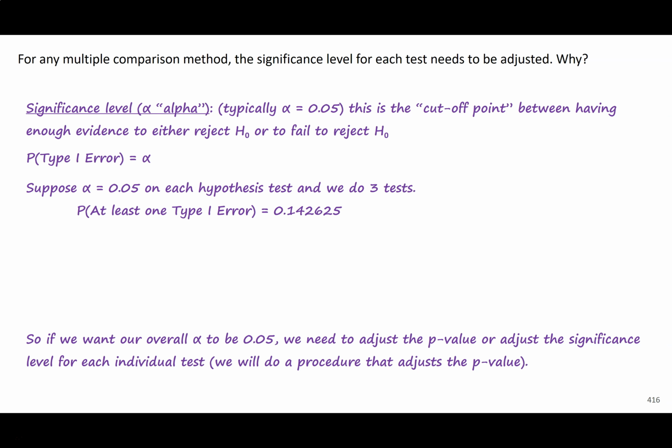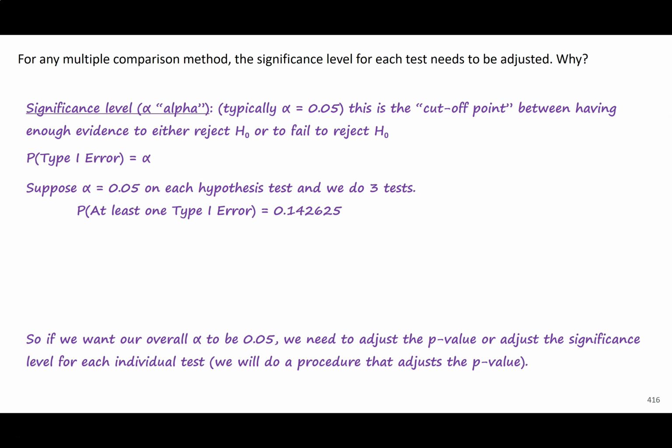So I'm going to talk about multiple comparison, and we need to adjust the significance level and/or adjust the p-value. It depends on which method you use. I believe we're using Tukey's honestly significant difference. I think that's what it stands for. And it adjusts the p-value for us. Other ones, you adjust the alpha level.